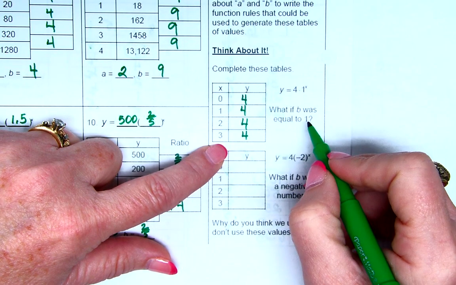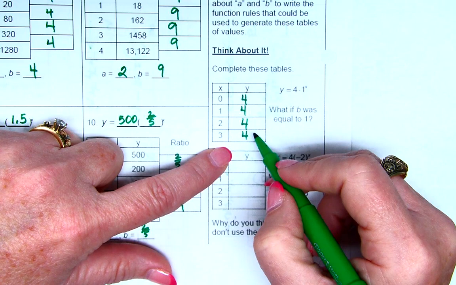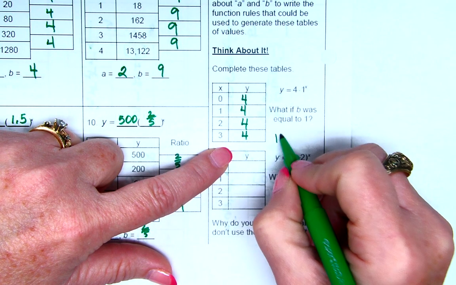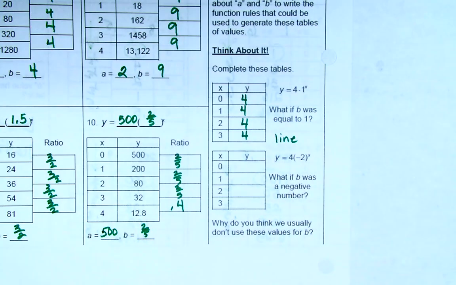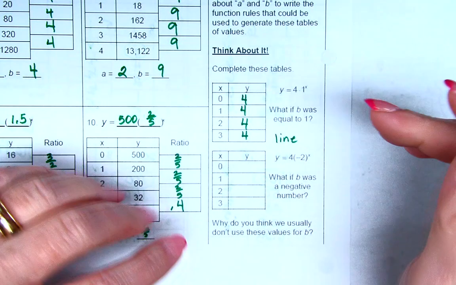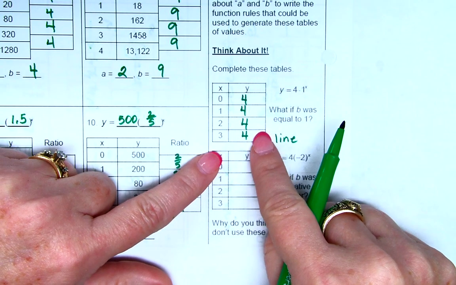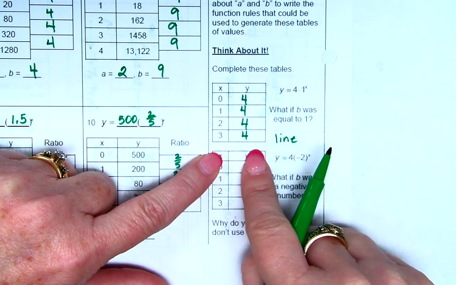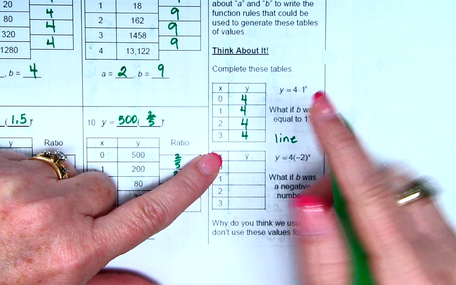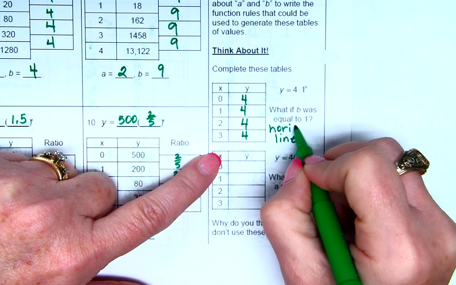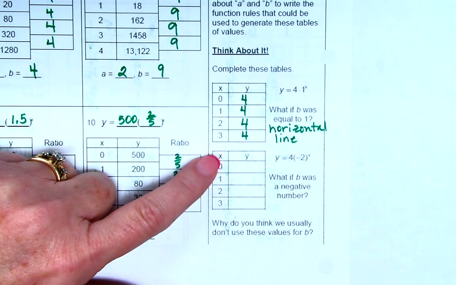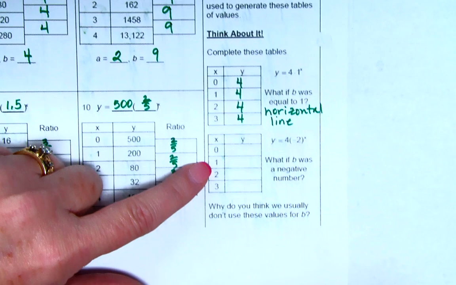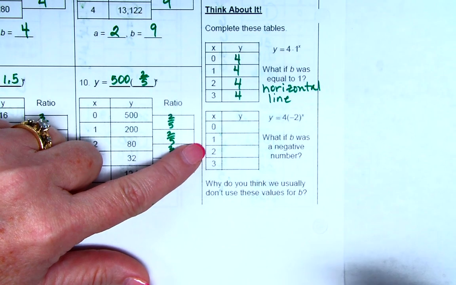So what if B was equal to 1? What shape is this? A circle? Straight line. What kind of a line? Linear. Oh, please don't say linear line, guys. That means the same thing. It's a very specific kind of line, though. If I went over 0 and up 4, and then I went over 1 and up 4, and I went over 2 and up 4, it is a horizontal line for sure. Okay, that seems weird, right?